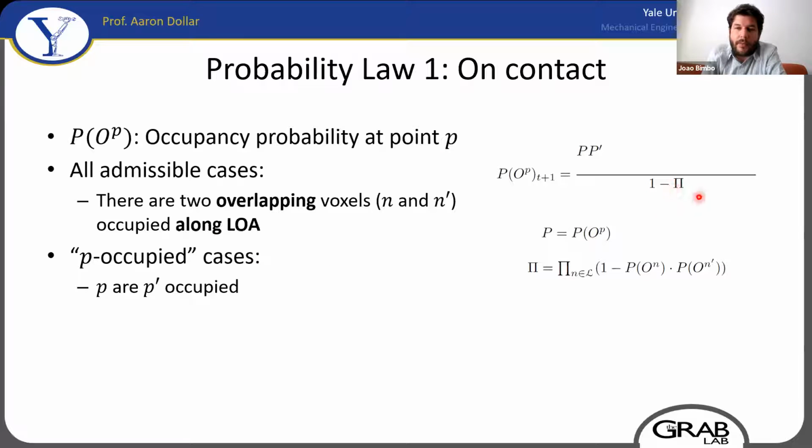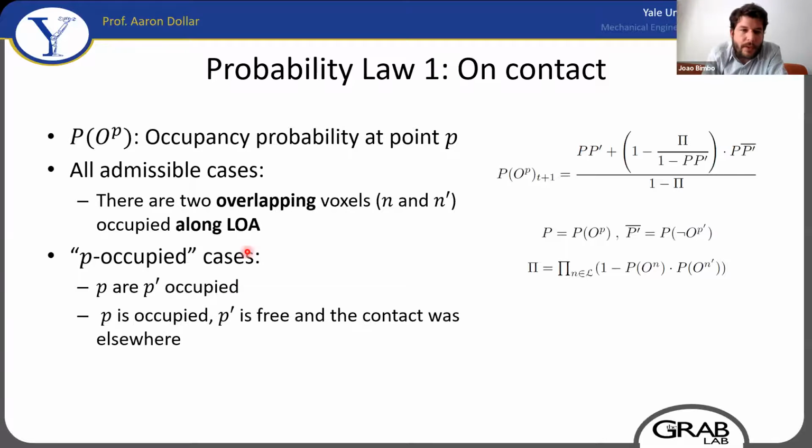And then we fill the denominator here. To fill the numerator, we find the cases that we're interested in, right? So the cases where P is occupied. P is occupied if P and P prime are occupied and the contact happened there, right? But we also must consider the cases where P is occupied and P prime is free and the contact happened somewhere else along that line. So that's that section there.